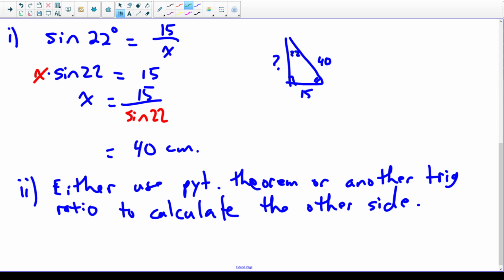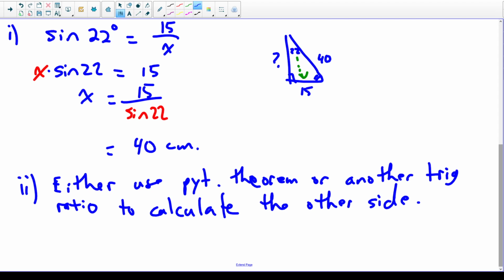So what two sides am I working with if I'm working with the 15? Well, the 15 is the opposite, and the question mark is the adjacent. Okay, so I'm using opposite and adjacent here. Opposite and adjacent is tan. So I would write tan 22 is equal to 15 over, now I've already used x to represent the hypotenuse, so I'm going to use y to represent this side. So it's going to be 15 over y.